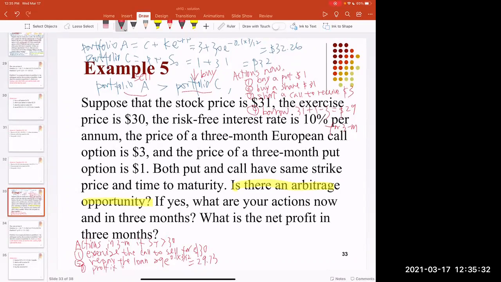And then the profit is the money you receive, 30, minus the money you pay, 29.73. So the answer is 0.27, right? 0.27. So we just talked about the one case when the stock price is higher, and then the other case when the stock price is lower.